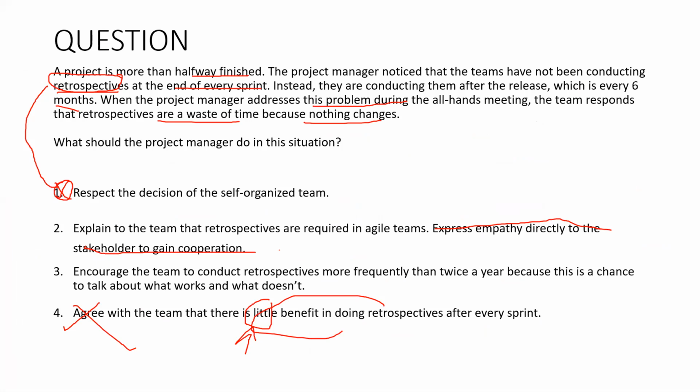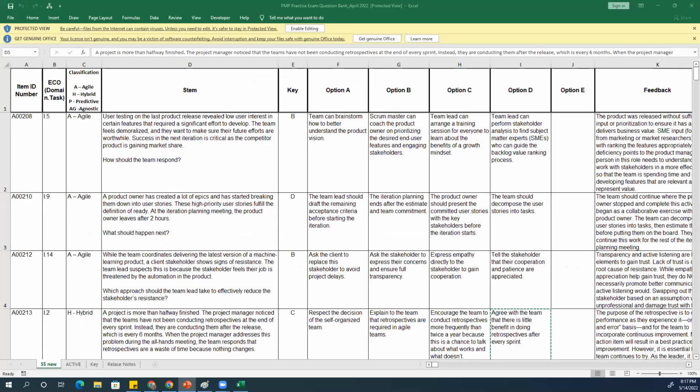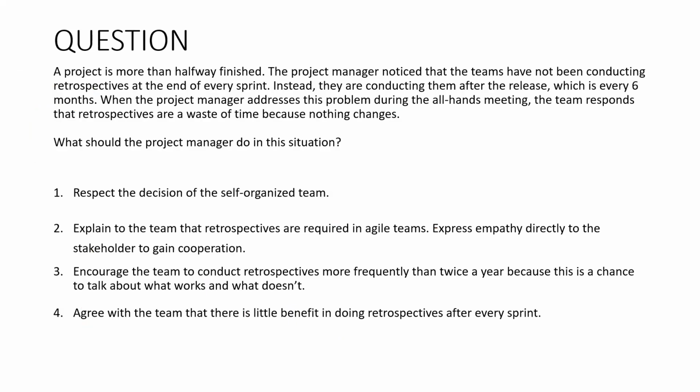B, sir. Explain to the team that retrospectives are required in an Agile team. If you remember in yesterday's class also, I was saying disciplined Agile is different than Agile, right? And what terminologies was I using for disciplined Agile, if you remember? Does anyone remember my words, what I said yesterday?